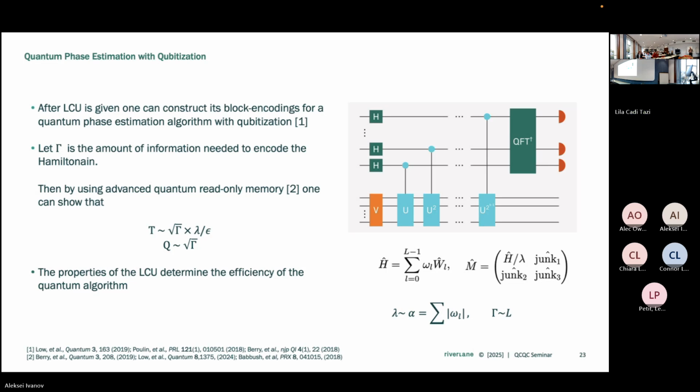You do, but you don't need to perform the measurement. You just block encode this. Yes.